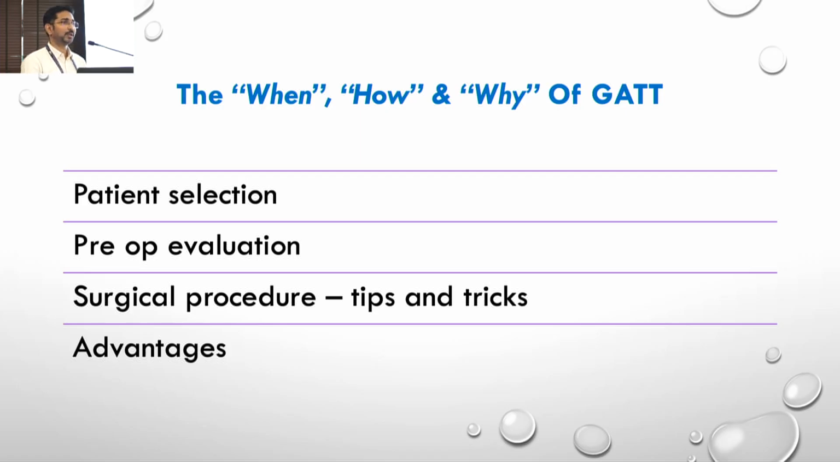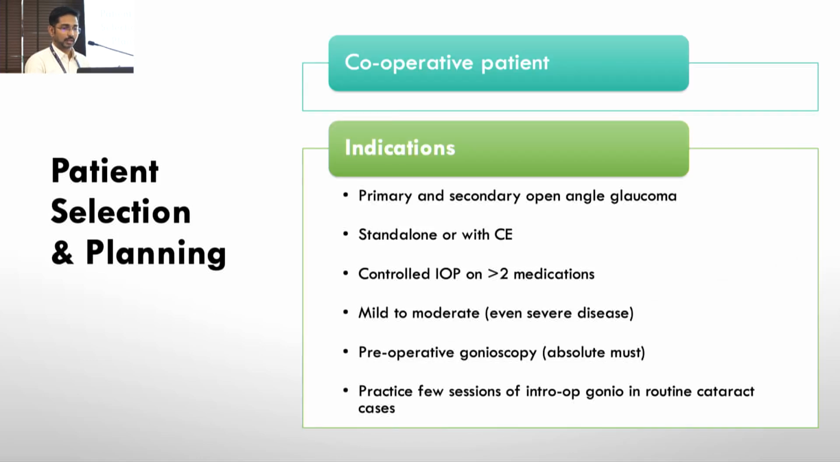Patient selection is pretty much the same for any of the MIGS procedures. The indications are primary and secondary open angle glaucoma. You can do it either standalone or with a cataract extraction. Better to start with controlled intraocular pressures, at least on 2 medications. To start with, do it for mild to moderate disease patients. An absolute must is a pre-op gonioscopy, and practice a few sessions of intra-op gonioscopy in your routine cataract cases.